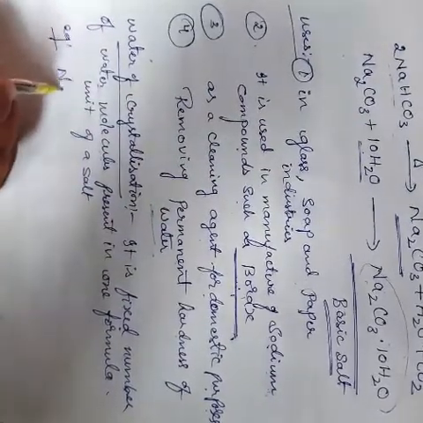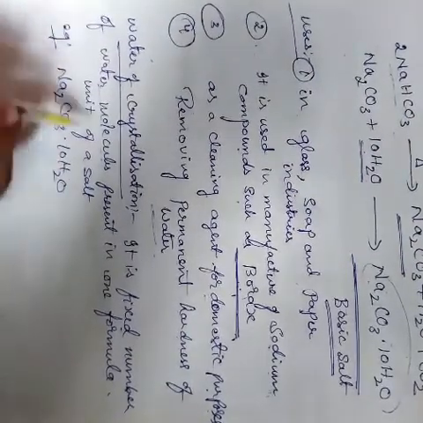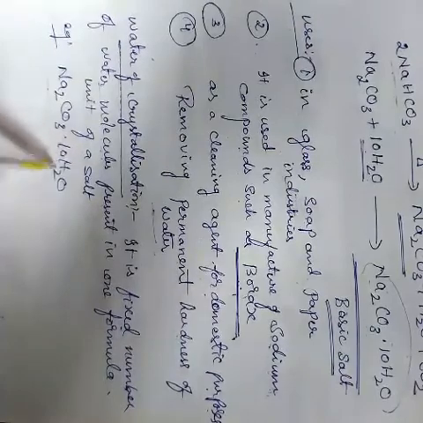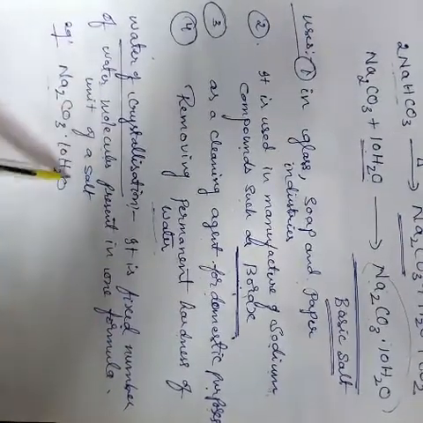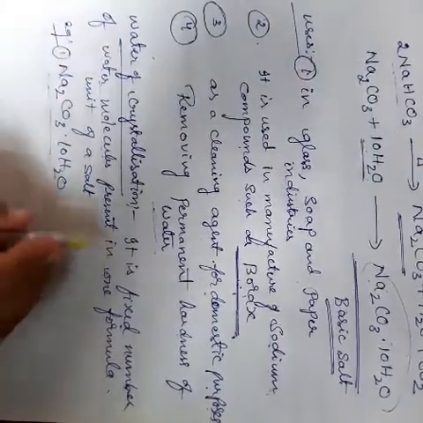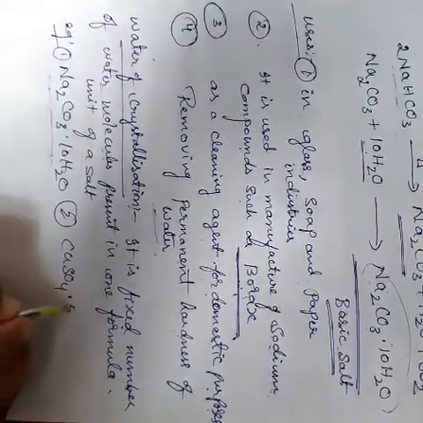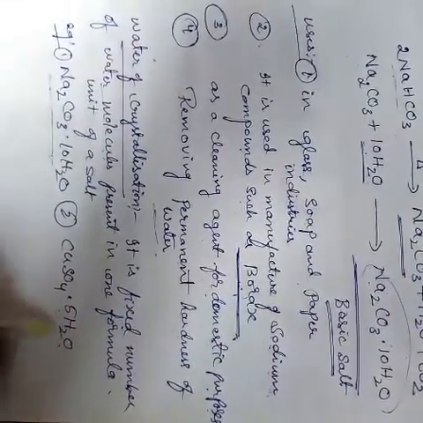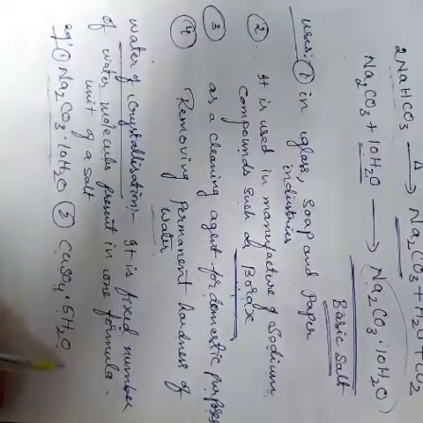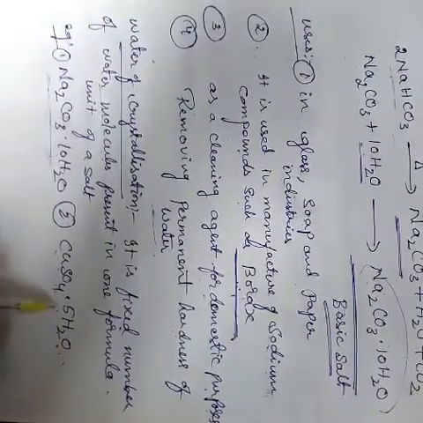It means a fixed number of water molecules is present. For example, sodium carbonate with 10 molecules of water, which I told you is washing soda. Another example is copper sulfate dot 5H2O, a fixed number, 5 molecules of water present in the copper sulfate, and that is blue vitriol, which we commonly call blue vitriol.